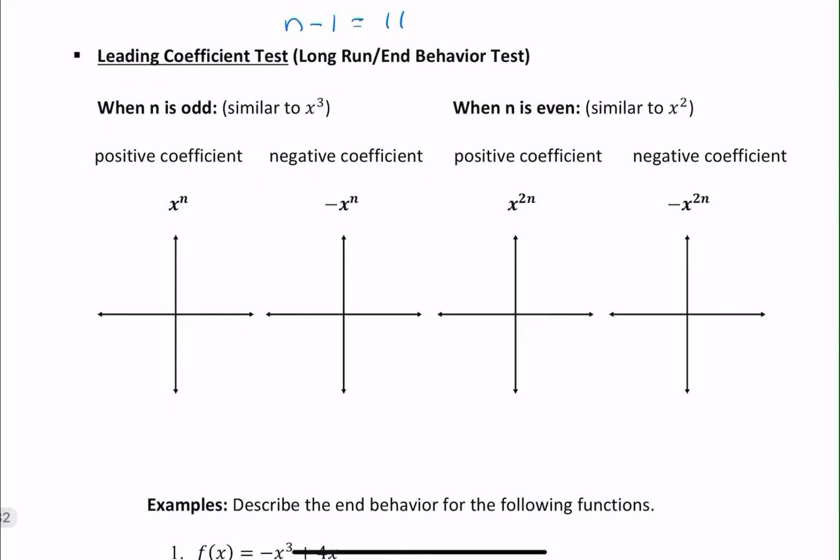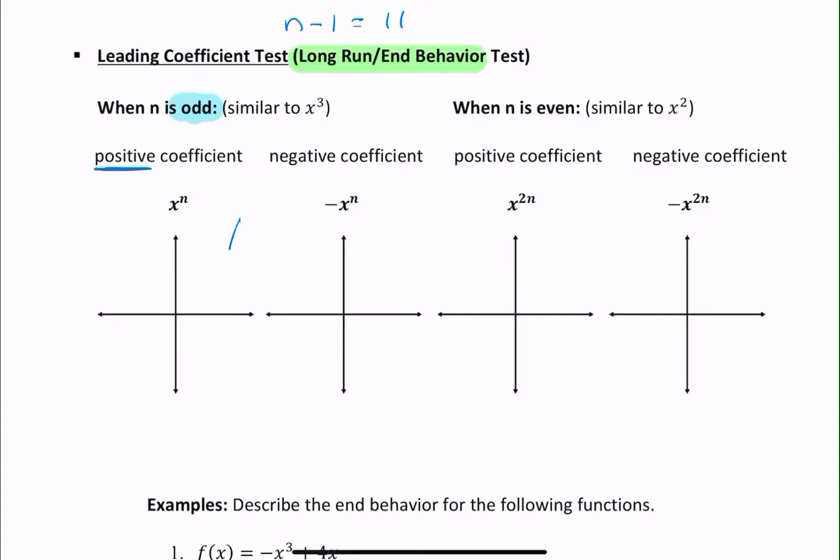Now, the next thing we're going to look at is the leading coefficient test, which tells us about the long run behavior of a polynomial. And we talked about this earlier when we were talking about our power functions, what's happening on the ends as x approaches infinity or negative infinity. So you've got a couple situations here. If n is odd, you're similar to the x cubed. So if n is odd and you have a positive coefficient, it's going to be similar to x cubed.